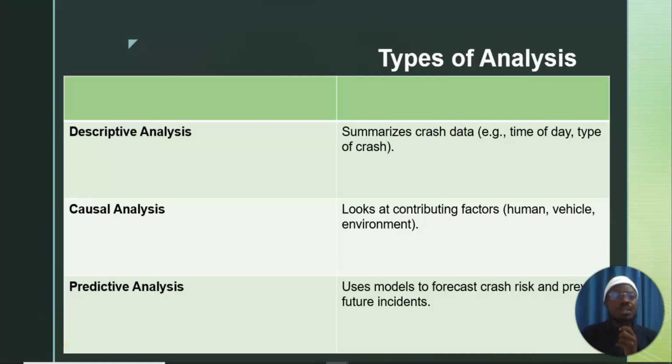So for the first one, looking at the descriptive analysis, I think the first thing that comes to mind when you think about descriptive analysis is maybe statistics. Knowing that we have the descriptive statistics, that is the first thing that comes to mind. And this analysis in accident analysis involves the act of summarizing and describing the key characteristics of accidents. What are the major characteristics of an accident?